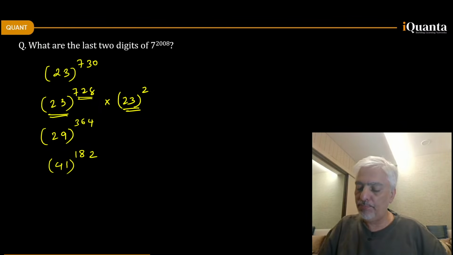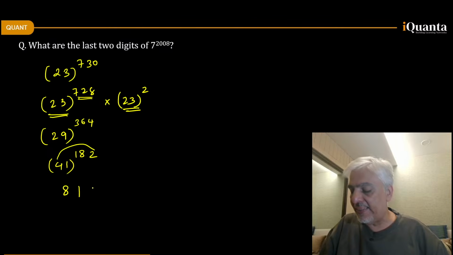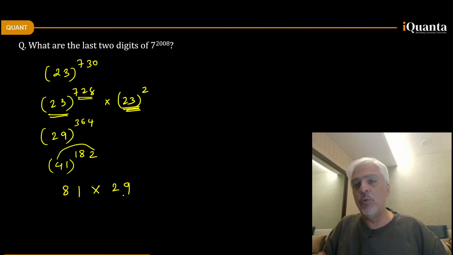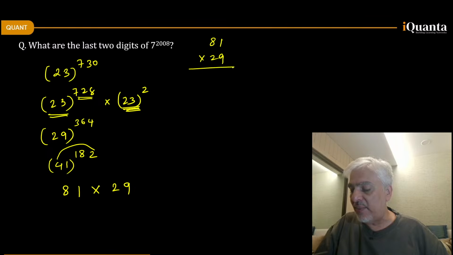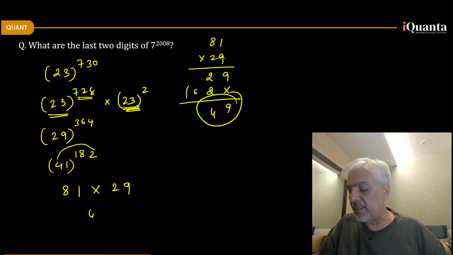Okay? 1 comes as it is, 4 2s are 8. And the last step is manual. 23 square is 529, so its last two digits are 29. The step after that is manual. 81 into 29. 9 1s are 9, 9 8s are 72. Cross 2 1s are 2. Whatever, 2 8s are 16. So the answer will be 49, last two digits.